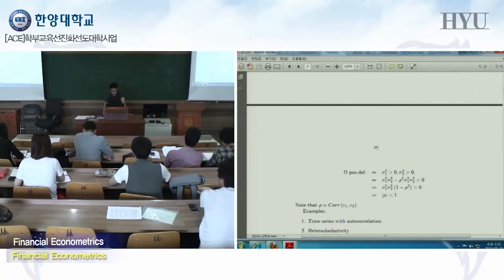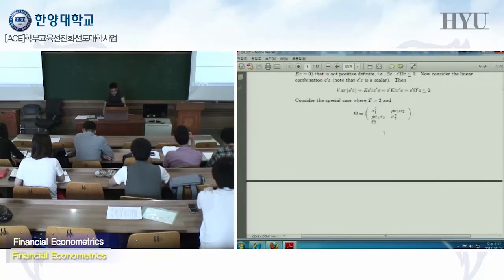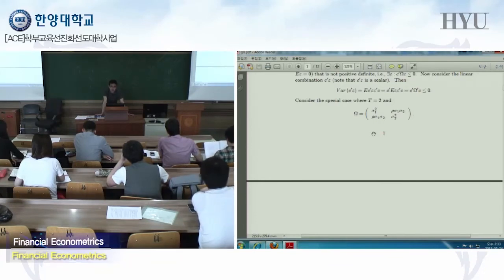In this case, as you can see, rho is the correlation. Rho is simply the correlation between two random variables. And as you know, the absolute value of the correlation is always between minus 1 and 1, right? So it means that as long as it is a covariance matrix of two random variables, that covariance matrix is always positive definite.